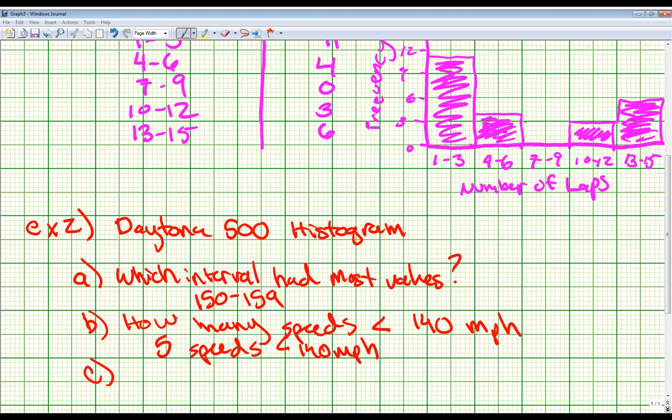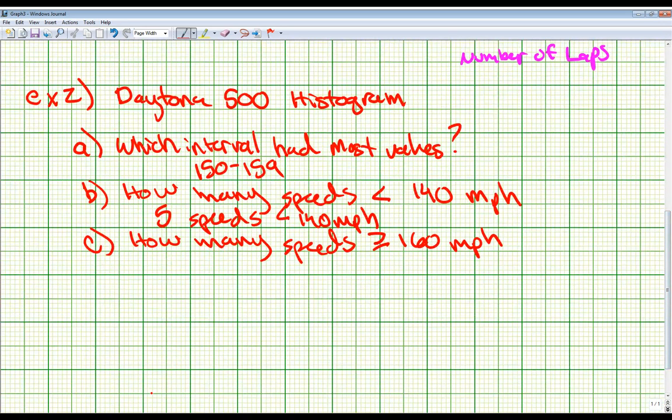Question C says, how many of the winning speeds are at least 160 miles per hour? So let's jot that down. How many speeds are at least, meaning bigger or equal to, 160 miles per hour? So now we're looking to find 160 and anything that's higher than that as well. So here's 159 right here, this bar. So 160 and bigger would be anything from here on up to the right.